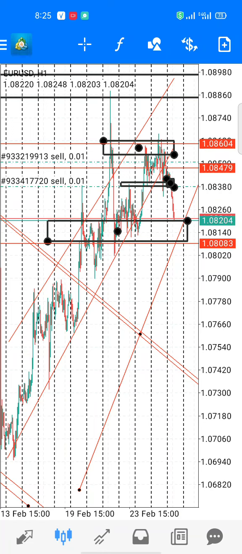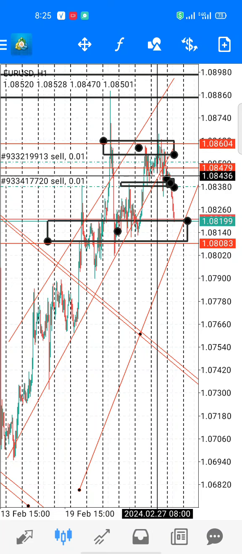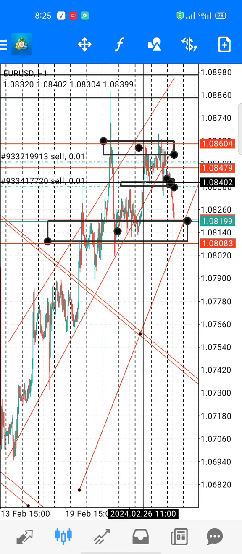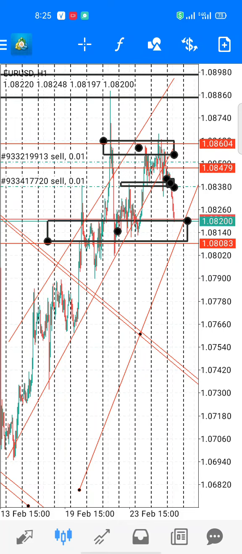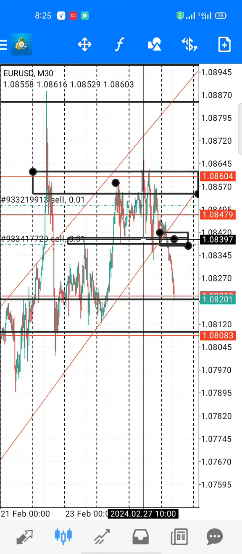You see, the first trade I took here when the market failed to break this zone up here. I took the first trade. The second trade was the one I took when the market failed to break this small zone inside here. When the market failed to break this zone here, I took the second trade.